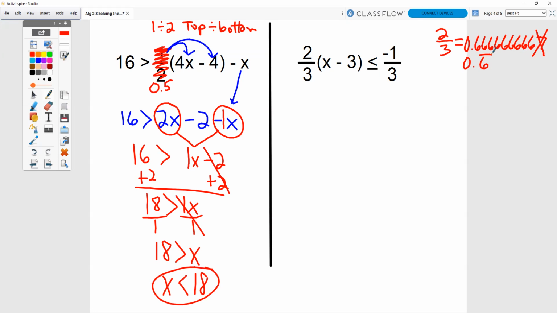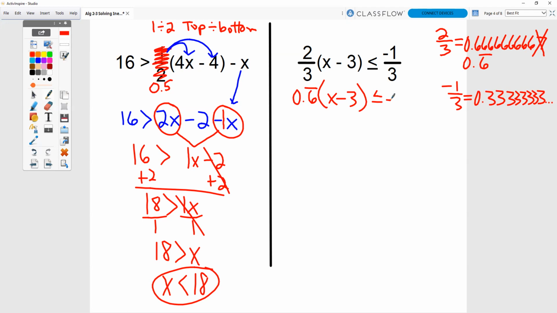So 2/3 is really top divided by bottom, 0.6666666. I'm just going to rewrite this whole entire question. -1 divided by 3. -1 divided by 3 is really 0.3, keeps on going on and on forever.